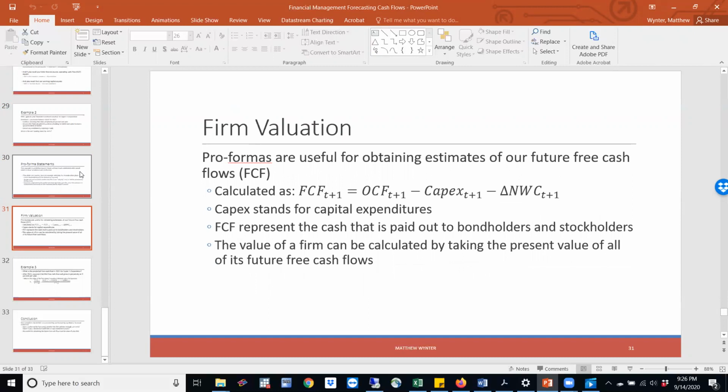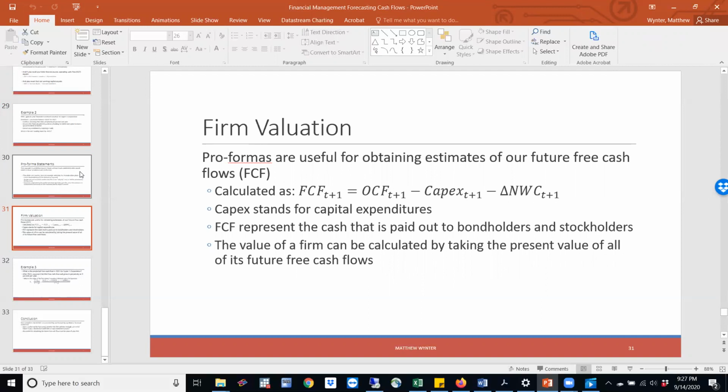Pro formas are useful for obtaining estimates of future cash flows. Our future cash flow for time t+1 is going to be our operating cash flow minus our CapEx minus the change in net working capital. And remember, net working capital is your current assets minus your current liabilities. CapEx stands for capital expenditures. And the free cash flow is going to represent all the cash that's paid out to bond and stockholders.